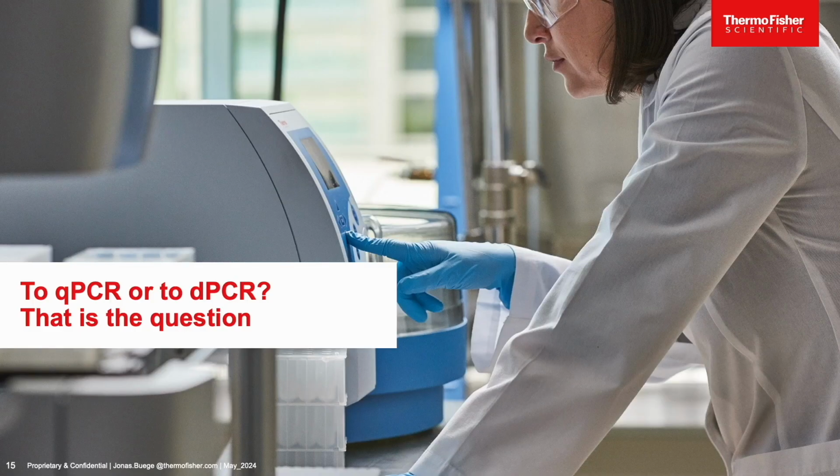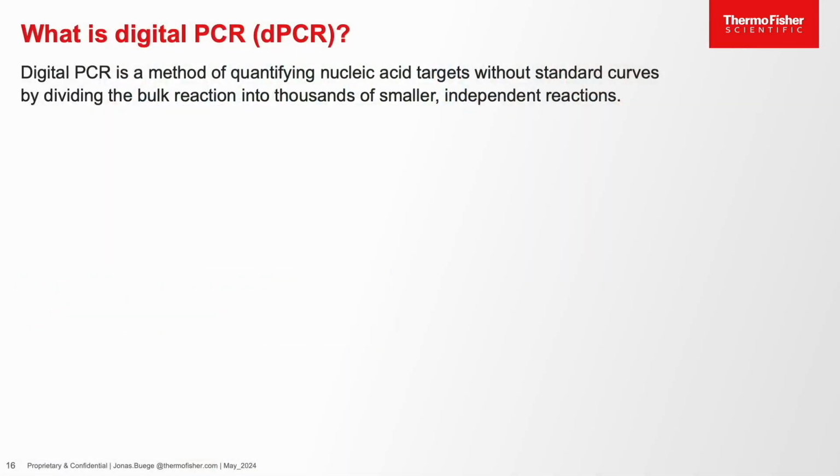In the next section, I will talk about the qPCR and dPCR systems, the differences, and how to choose the technology for your analytical needs. Digital PCR is a method of quantifying nucleic acid targets without standard curves by dividing the bulk reaction into thousands of smaller independent reactions. PCR at large can be organized into three major categories.